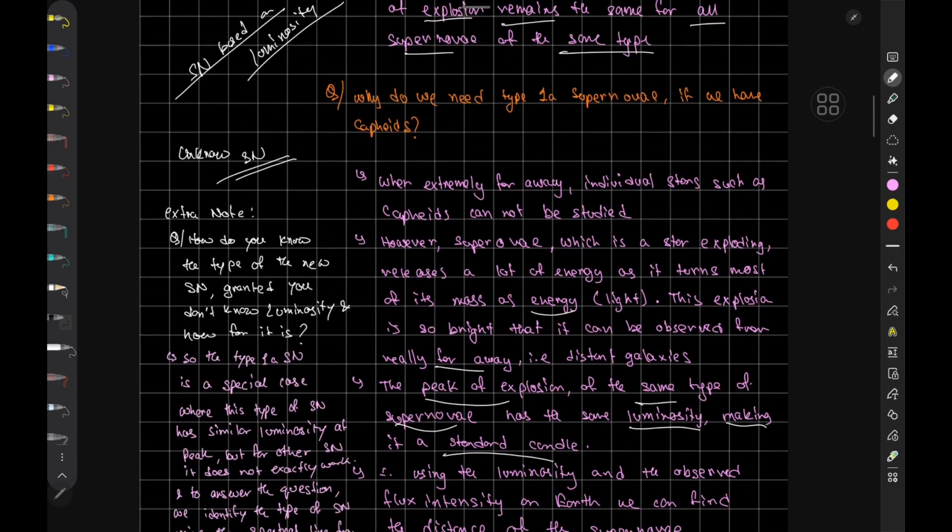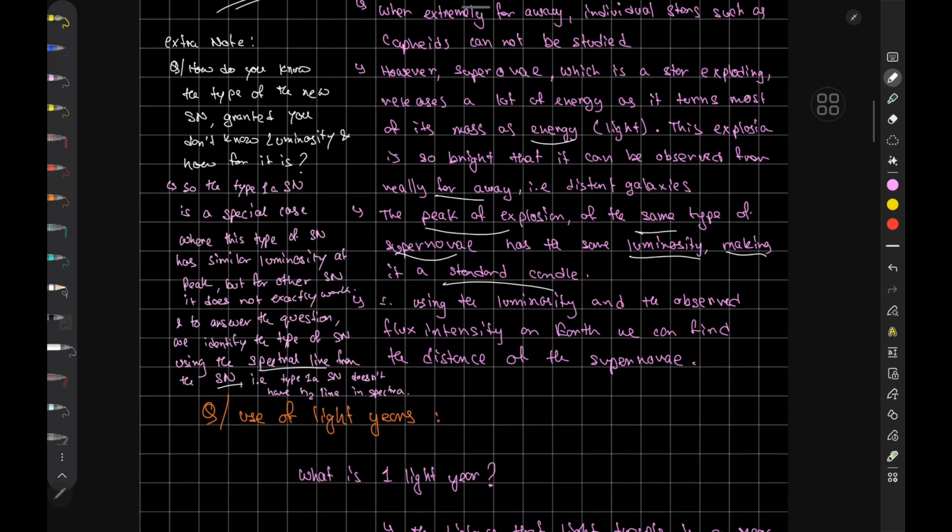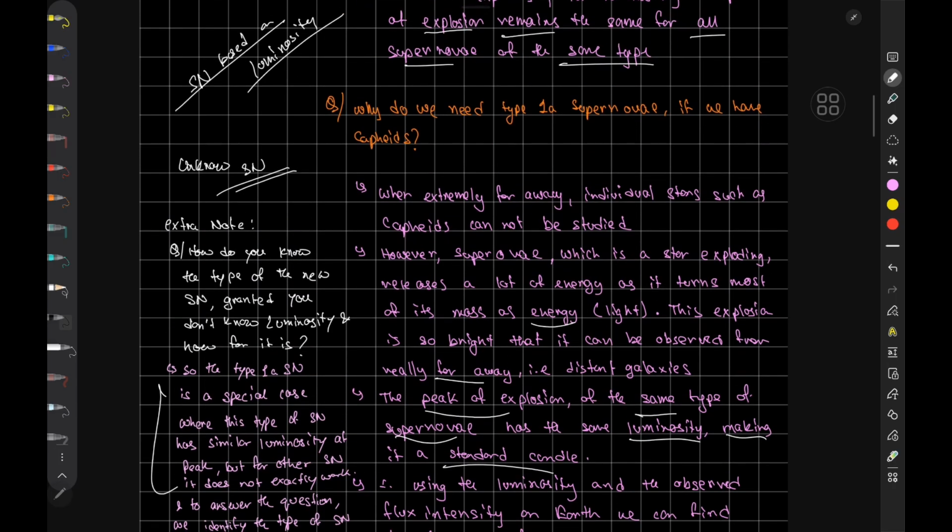So yeah, what have I written over here? The type 1a supernova is a special case where this type of supernova has similar luminosity at the peak, but for other supernovae it does not exactly work. So yeah, that is true, as mentioned. So in essence, how do you classify the type? Spectral lines. Okay, that's how classification really works.